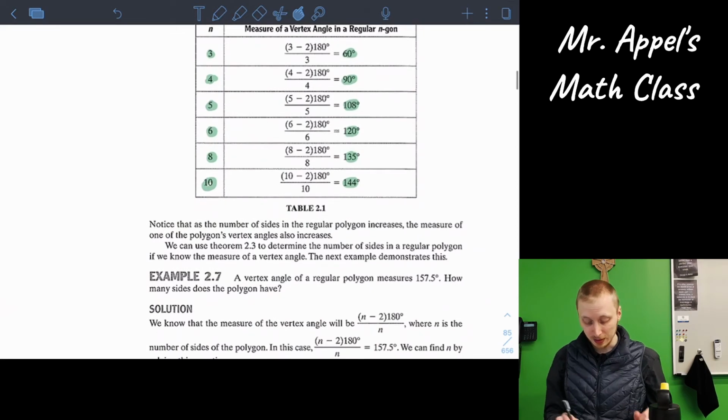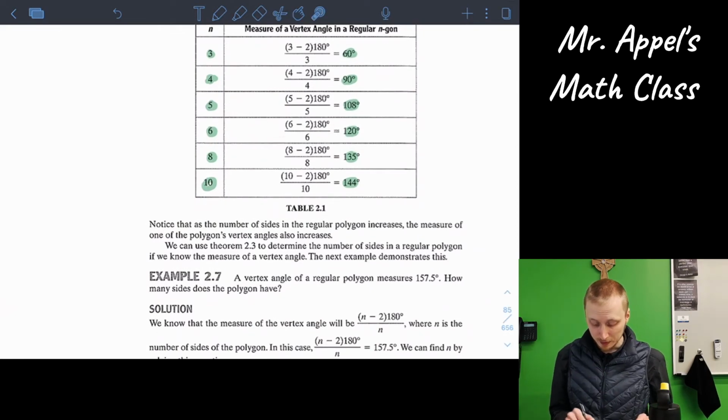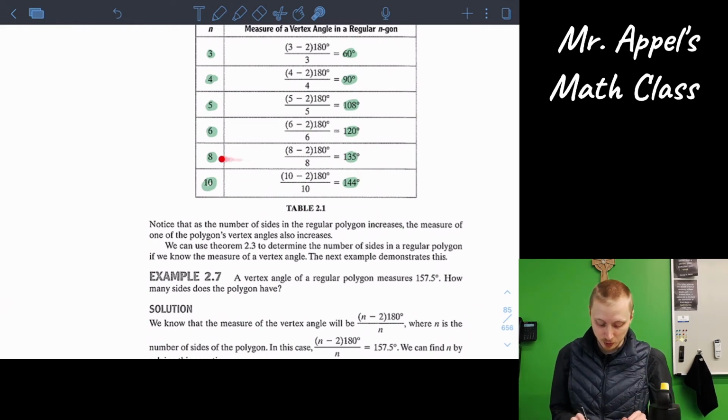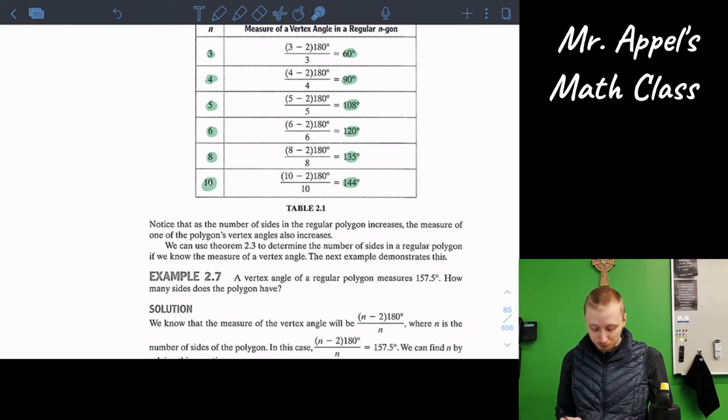Worth at least, if not memorizing directly, at least building familiarity with this list of numbers, so when they show up you will not be surprised and you can quickly spot, oh, 135, I know that's one of the special ones somewhere, and work out which one it's supposed to be. Notice that as the number of sides in the regular polygon increases, the measure of one of the polygon's vertex angles also increases. Right? This is increasing.